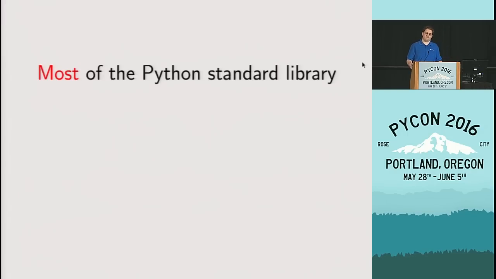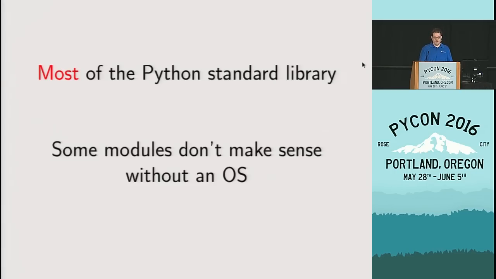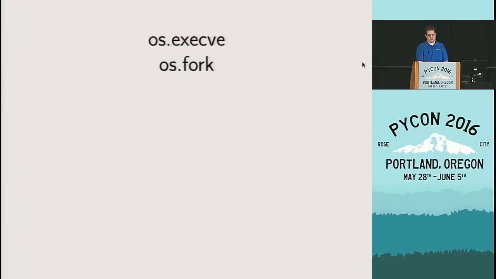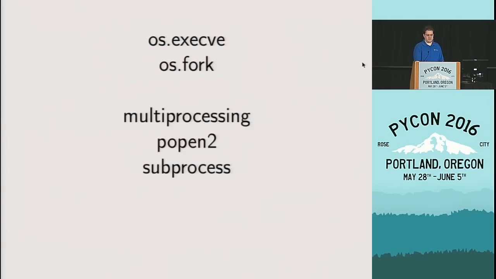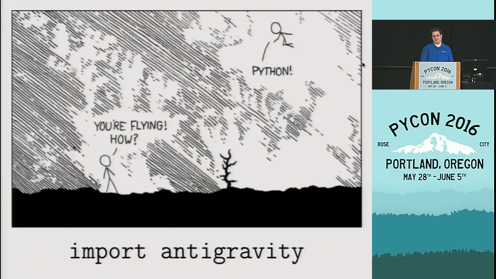I said most of the Python standard library. So let's talk just for a minute about what isn't there. Some modules just don't make sense to have without an operating system. For example, we don't have exec or fork from the OS module because we don't have separately runnable programs or multi-process operation or a scheduler for that matter. So that means we don't have things like multiprocessing, popen2, subprocess, or the all-important webbrowser module, which sadly means that you cannot import antigravity.